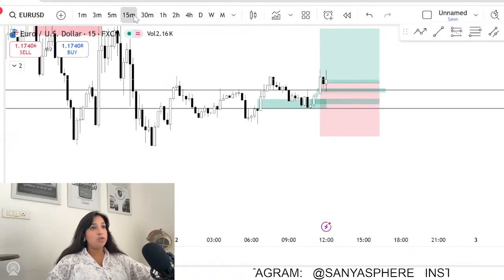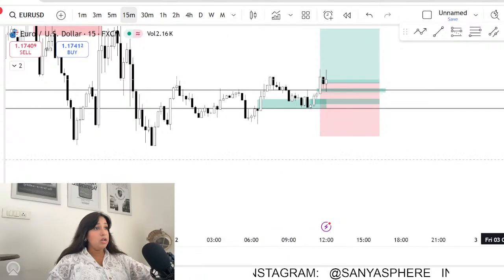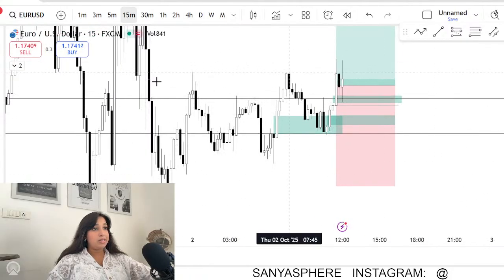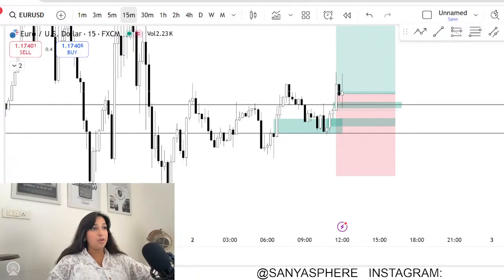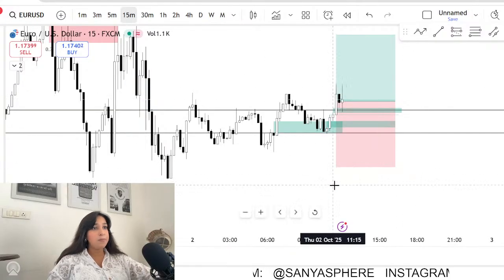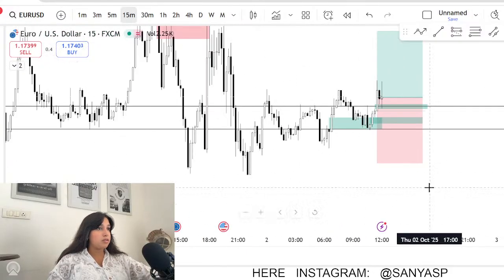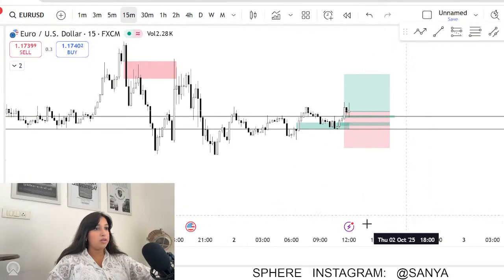Let's come on to the 15 minutes time frame. Let's see if we can break this high and close above it, then we are good to go. But if not, we might hit the stop loss today. Anyways, this is the trade that we're going to take, and let's hope for what we get today.